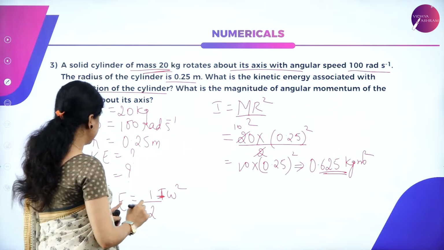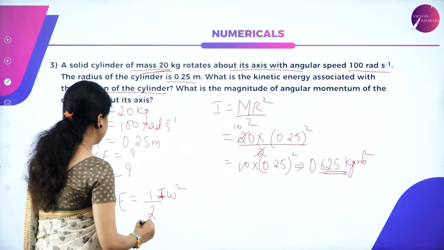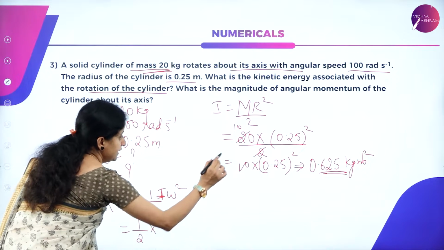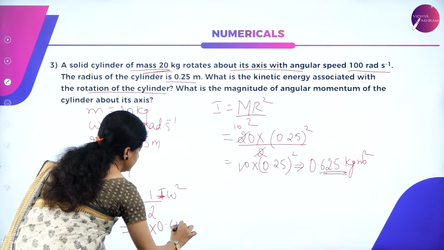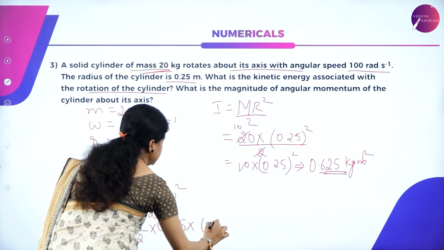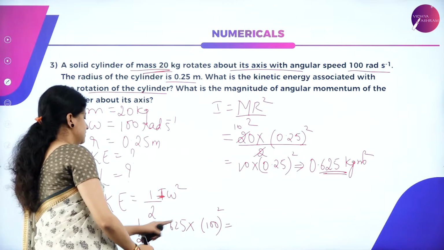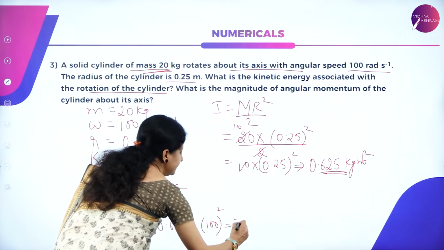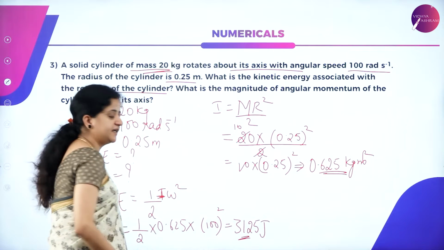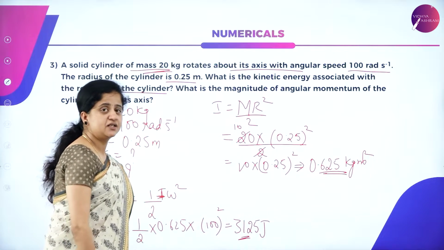Let us substitute the same in this expression to find the kinetic energy. So what do we get? It is 1 by 2 into I value, which is 0.625, and omega square. Omega is 100 radian per second, 100 square. So substituting all the values, we will get the value as 3125 joule. Since we are finding the kinetic energy, the unit is joule.